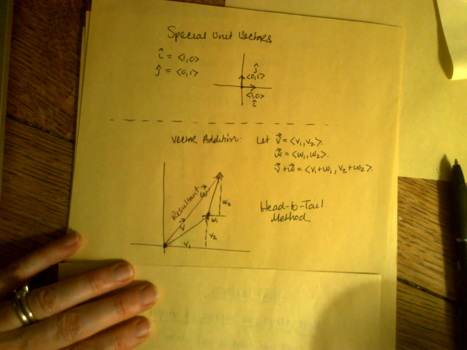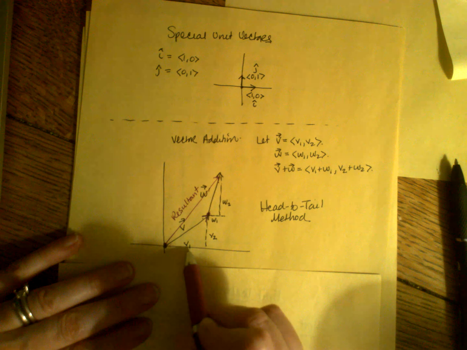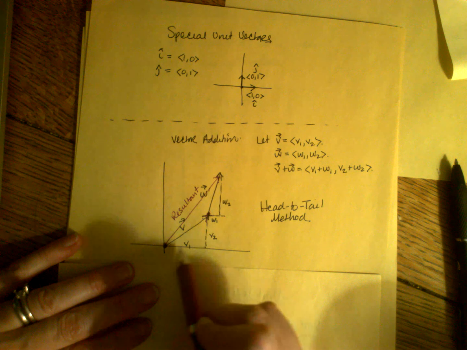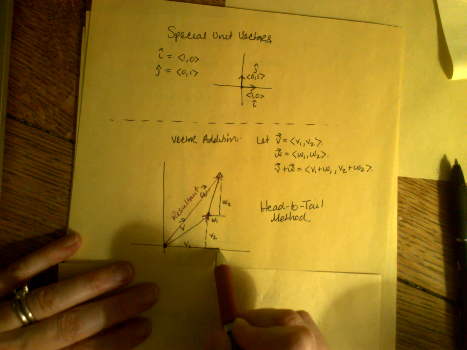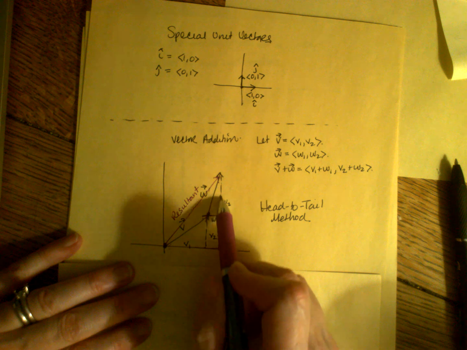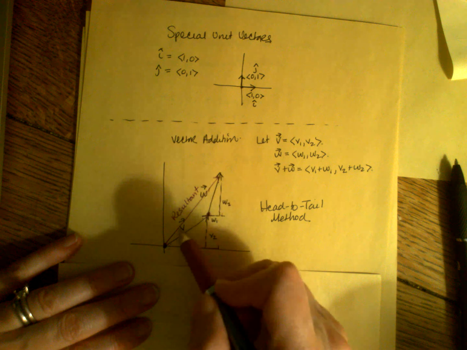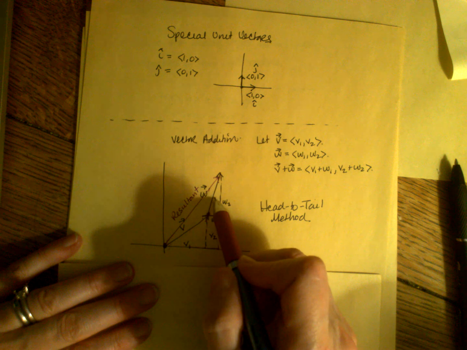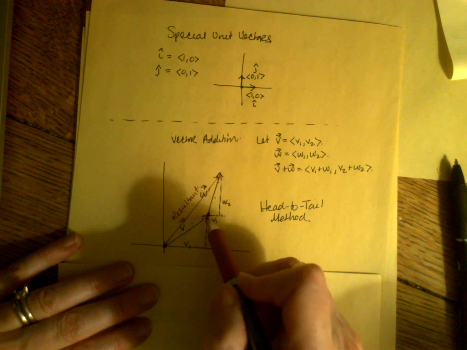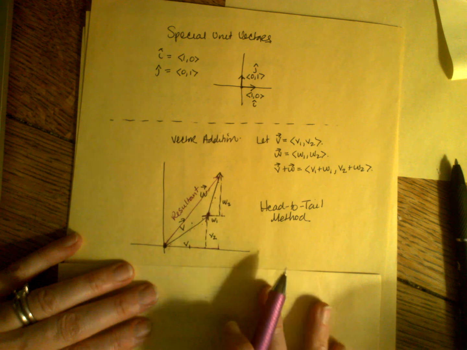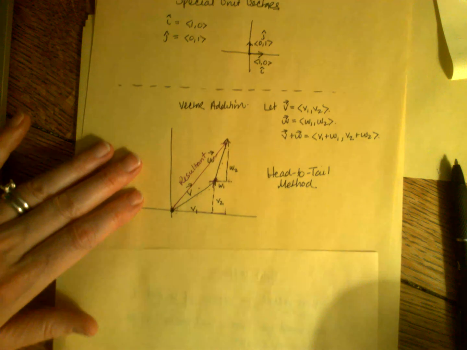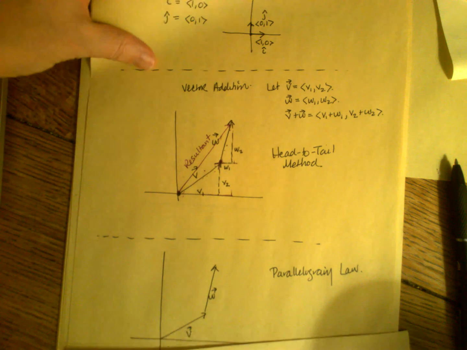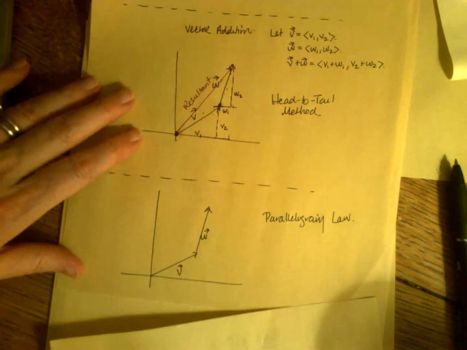Okay, and you can see that it's got components v1 plus w1 to get here, and then v2 plus w2 to get here. So this is the resultant. This is called the head to tail method, where I take the second vector plus the first using head to tail. Okay. There is another method, which is the parallelogram law. You'll use it less, but it's still kind of important to know.